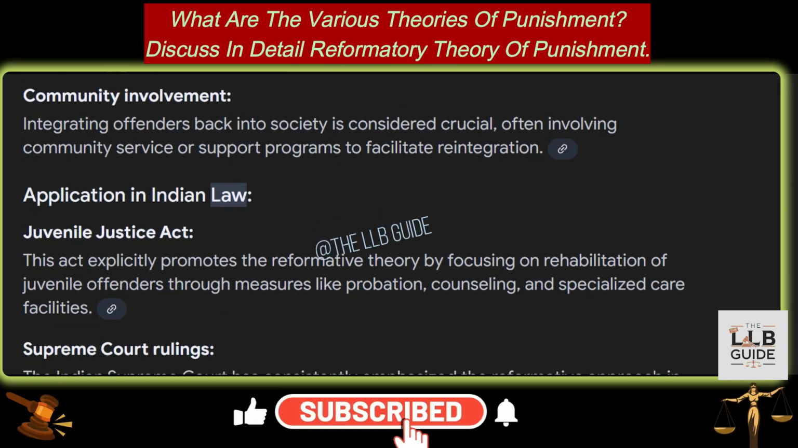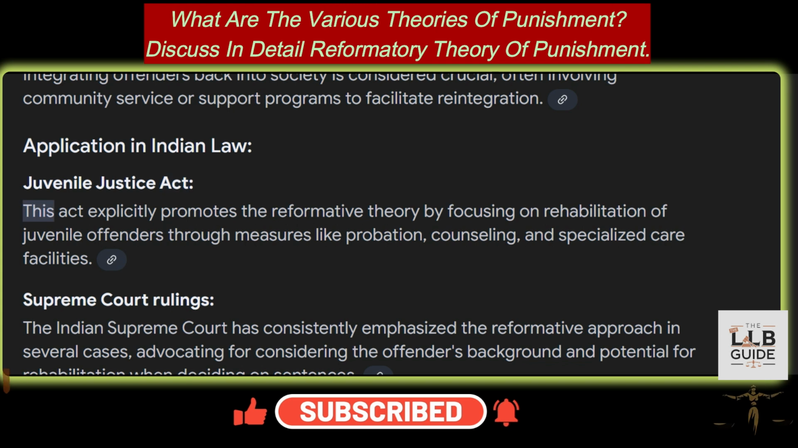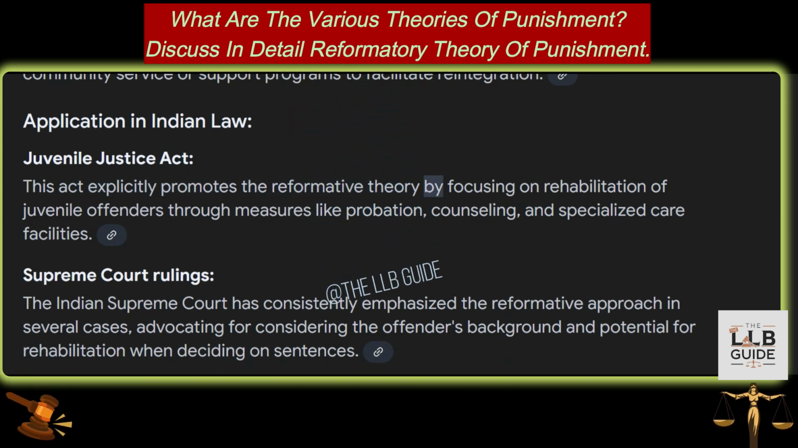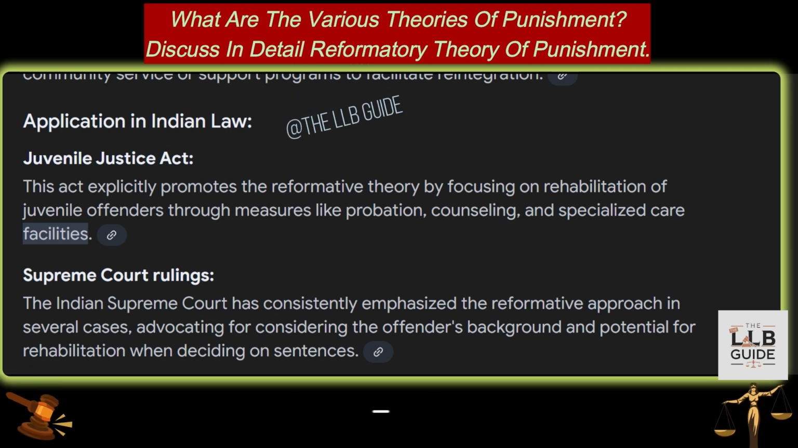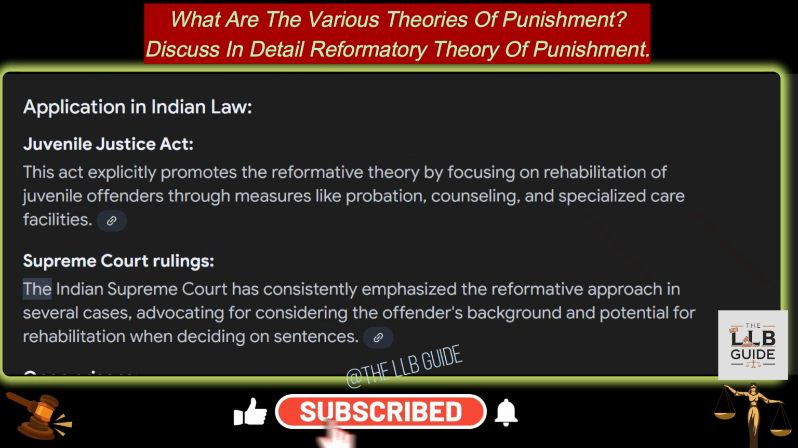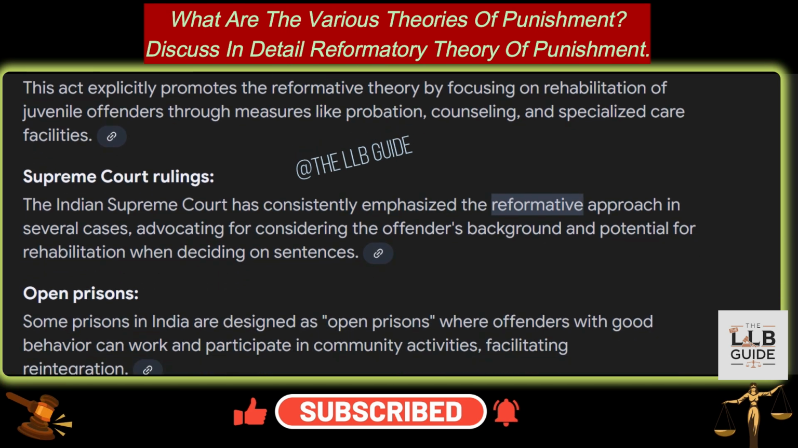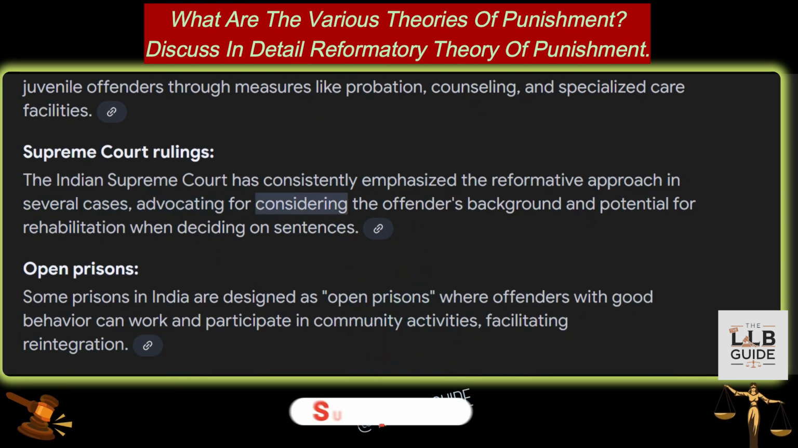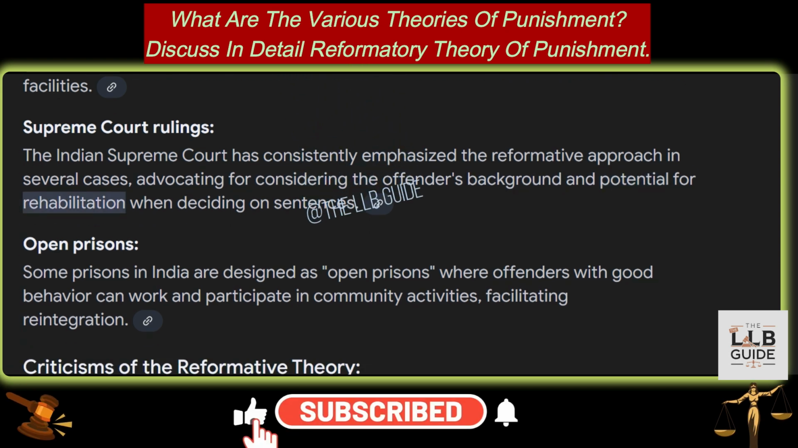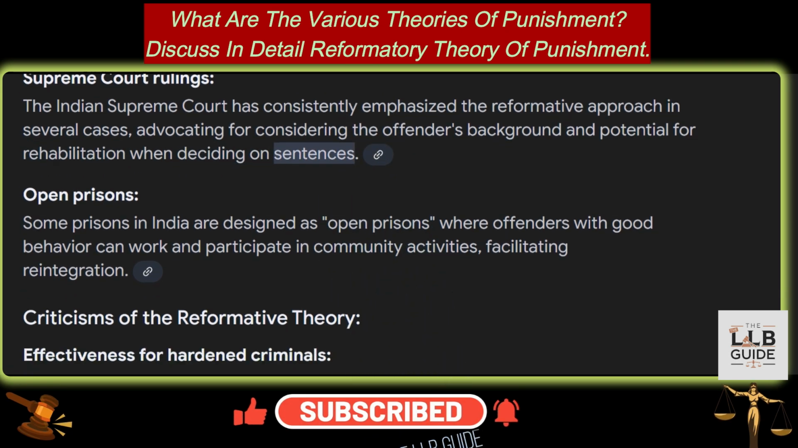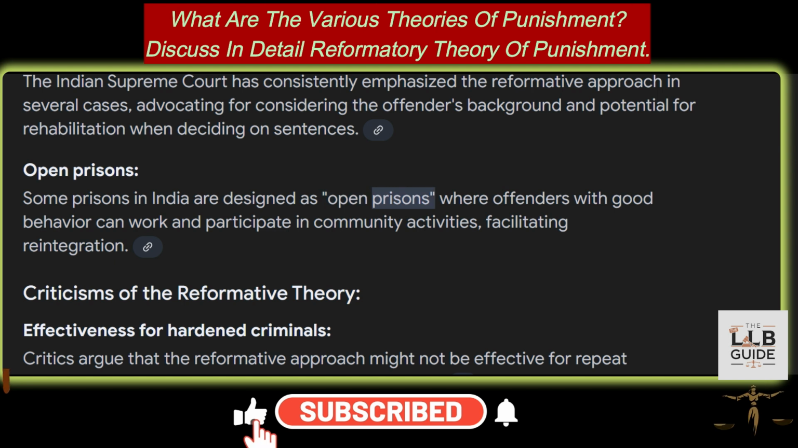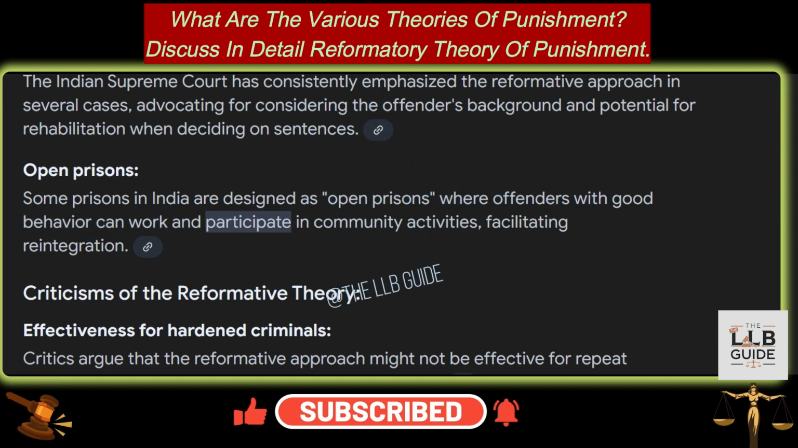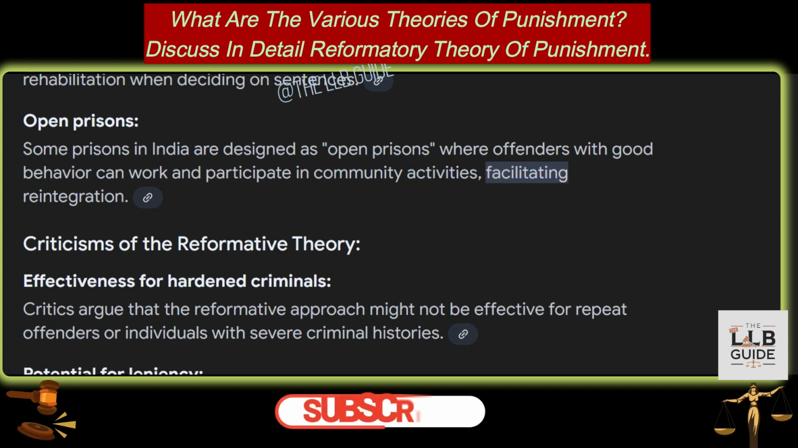Application in Indian law. 1. Juvenile Justice Act. This act explicitly promotes the reformative theory by focusing on rehabilitation of juvenile offenders through measures like probation, counseling, and specialized care facilities. 2. Supreme Court rulings. The Indian Supreme Court has consistently emphasized the reformative approach in several cases, advocating for considering the offender's background and potential for rehabilitation when deciding on sentences. And 3. Open prisons. Some prisons in India are designed as open prisons, where offenders with good behavior can work and participate in community activities, facilitating reintegration.